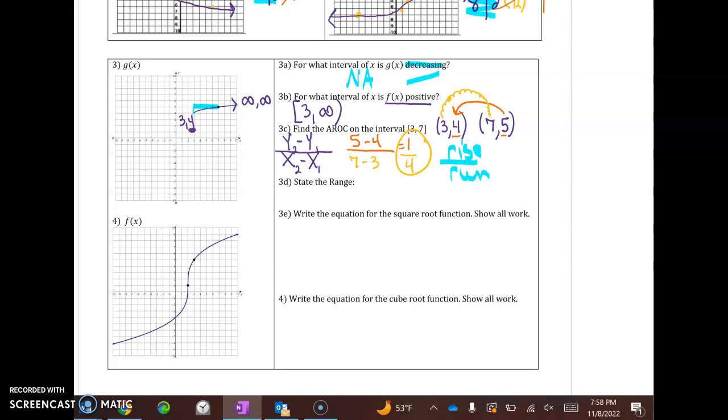My range is my smallest y to my biggest y. So my smallest y is 4. And my biggest y is this infinity. And I will include the 4 because it is an actual y value on there. All right, the next thing we're going to do is we're going to write the equation for this. So it looks like this.